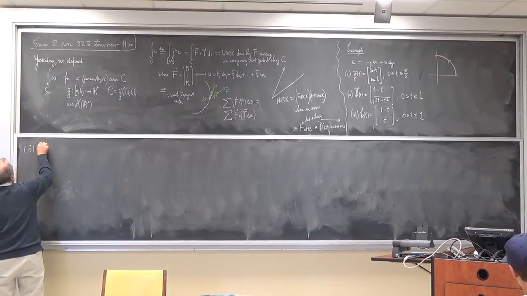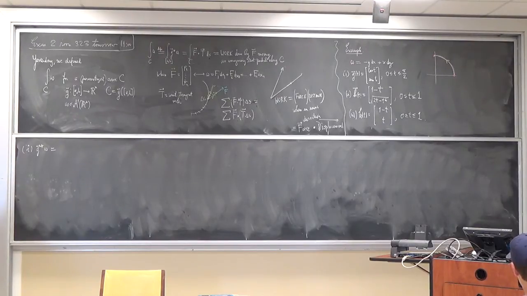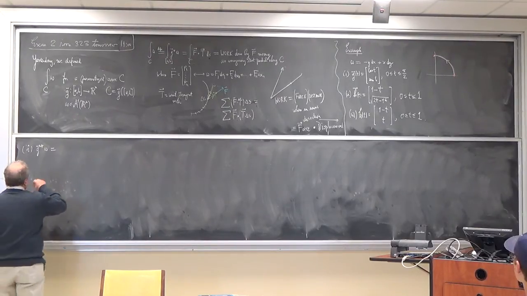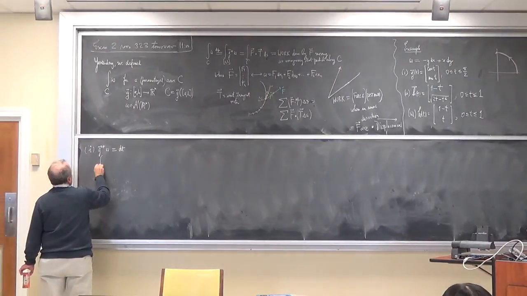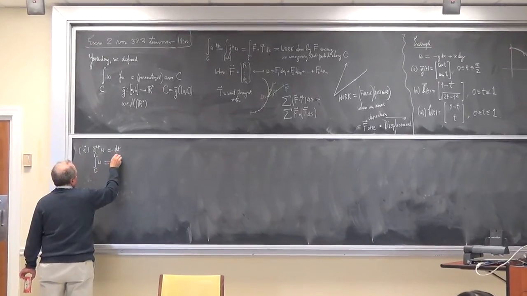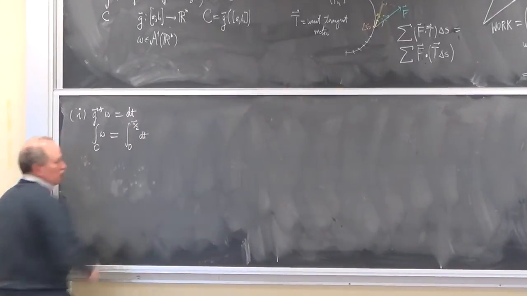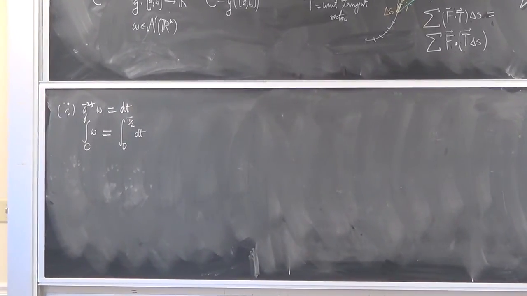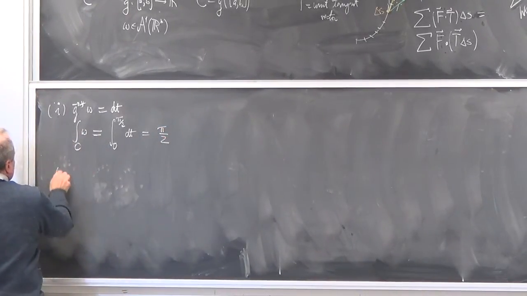So what's the pullback of omega? It ends up being dt, just like the thing we did in class Monday. So I'll let you double check that. So I integrate from 0 to pi over 2 the function 1 dt, and I get pi over 2. Okay, let's do Roman numeral 2.